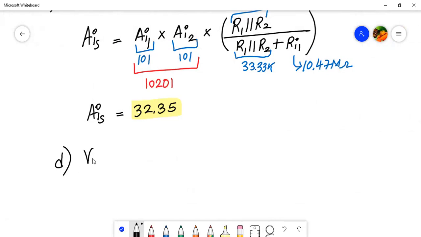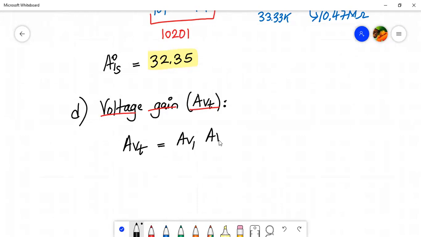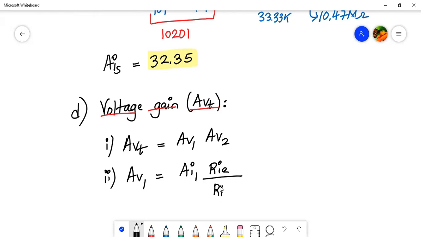So last point, voltage gain AVT. In our case, we identified the voltage gain formula just some moments ago. It was given by AVT equals AV1 into AV2, where AV1 was coming out to be, what was the expression for AV1? AI1 into RI2 divided by RI1.